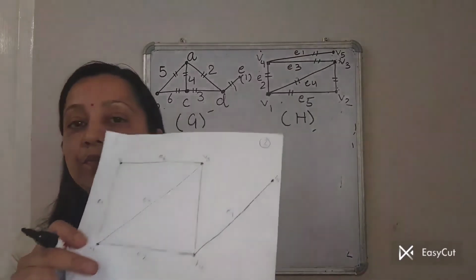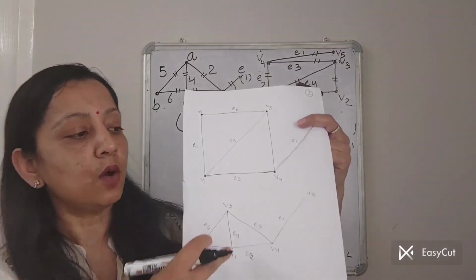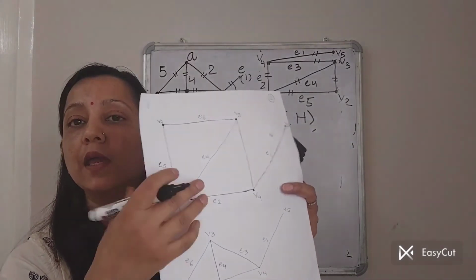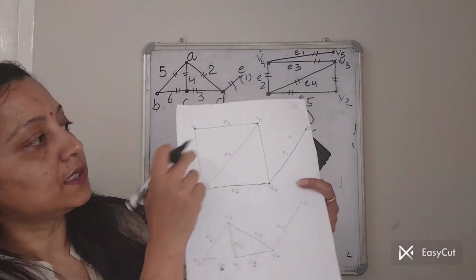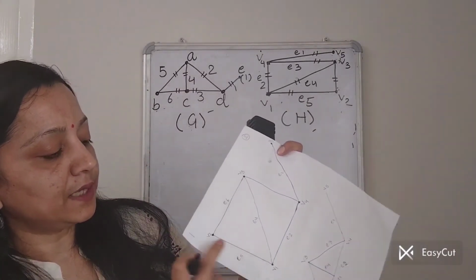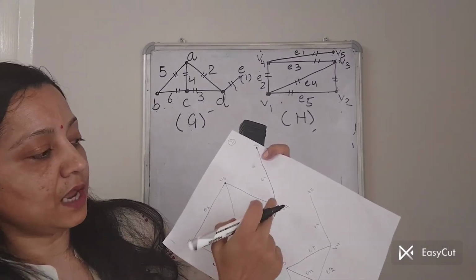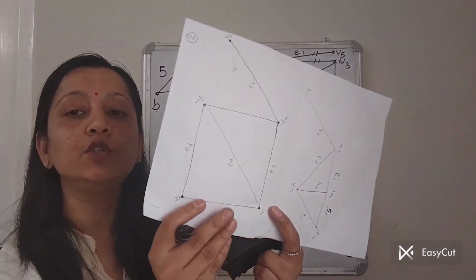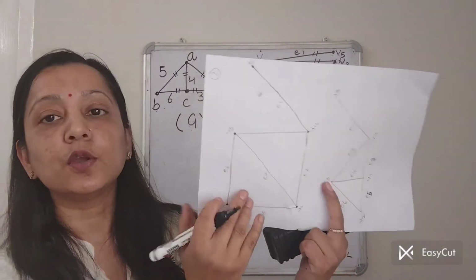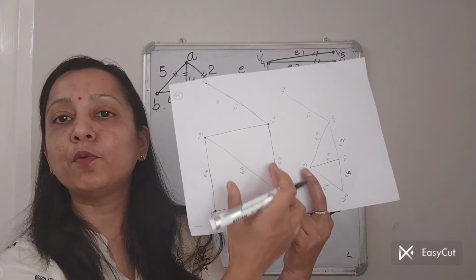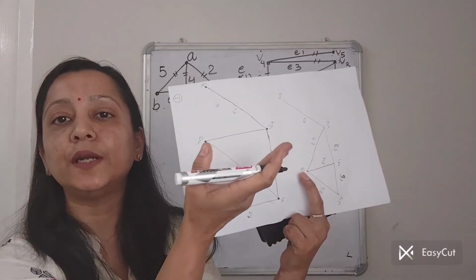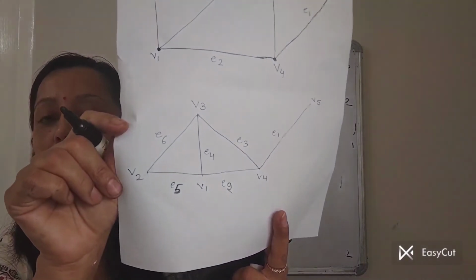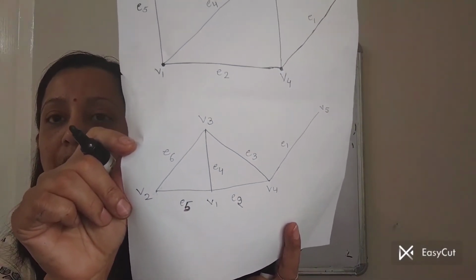Carefully, you can see, as I said, the shape and size of the edges does not matter. If you flip it like this and look at vertices V2, V1 and V4, and V3 and V4, and push this portion upwards and straighten it, it will look exactly like this. This is how it will look if I flip it and straighten the edges.